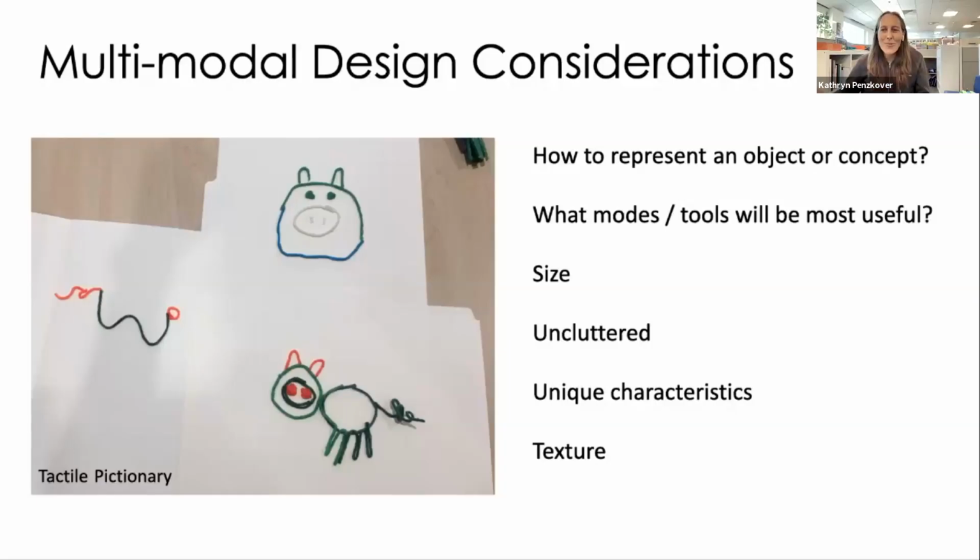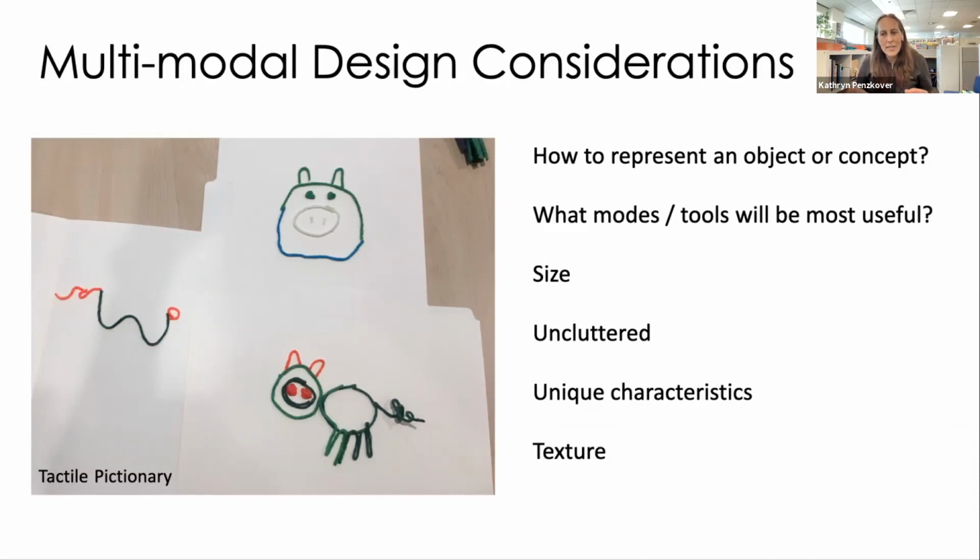All right. So we really like that as one of our intro activities to get people thinking outside of themselves and start to think about multimodal design and what it means to design for different senses. So how do you represent an object or concept? What mode? Is it more of a tactile thing? Is it audio? Are you looking at light? What modes are going to be most useful for getting that concept across? What tools are you going to use for those modes?